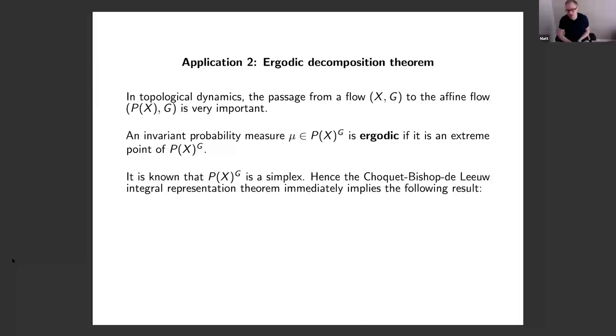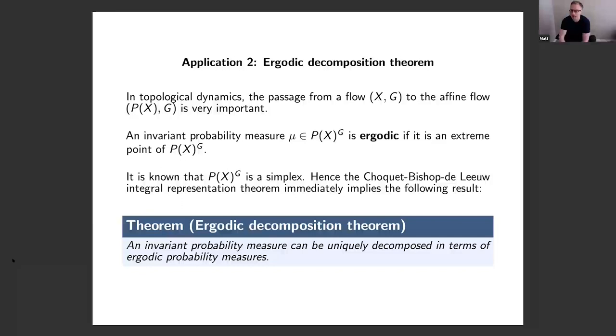It's actually a simplex. So by the Choquet-Bishop-de Leeuw integral representation theorem that I mentioned a couple slides ago, we immediately get the result that every invariant probability measure can be uniquely decomposed in terms of ergodic probability measures. And the uniqueness is really coming from the fact that I have a simplex, and in a simplex, you have a unique way of decomposing points in terms of extreme points.